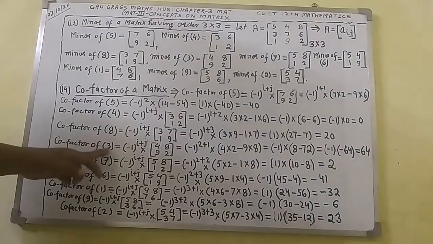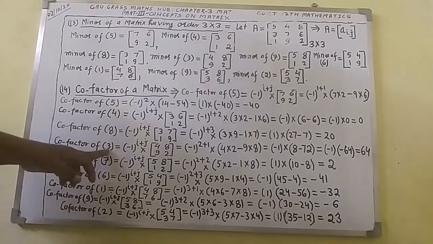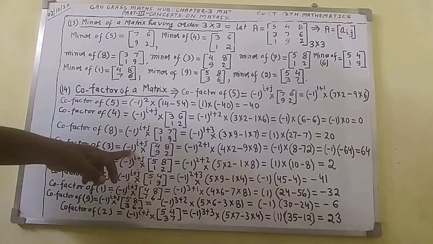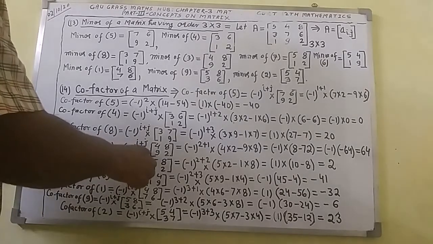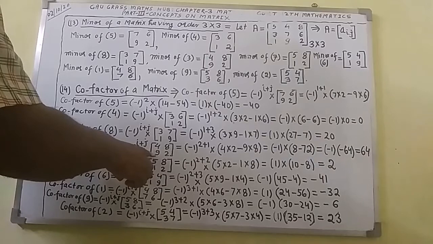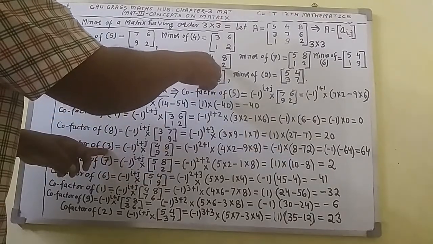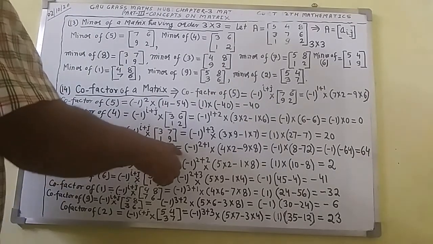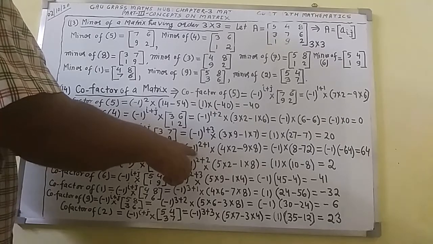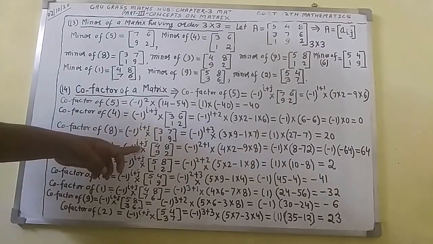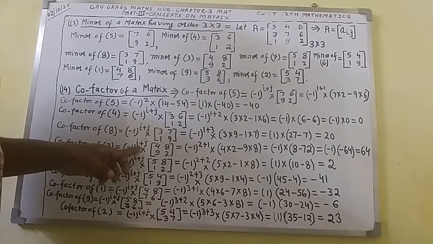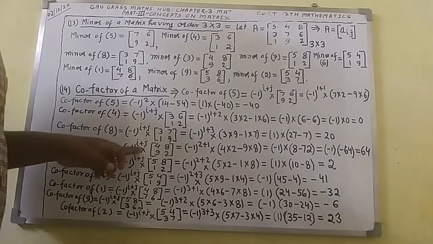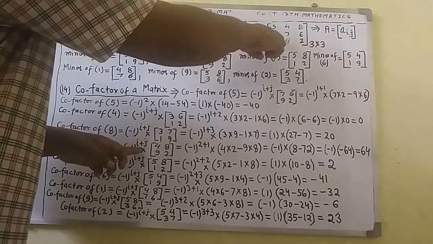Now the cofactor of element 3. So here you can see the cofactor of element 3 equals minus 1, a constant that is fixed here, raised to the power i plus j, into the minor of element 3. The minor of element 3 is the determinant 4 8 9 2. So I have written 4 8 9 2 here, equal to minus 1 raised to power. Here i represents the row position of element 3. So here you can see 3 is there in which row? 3 is there in the second row.